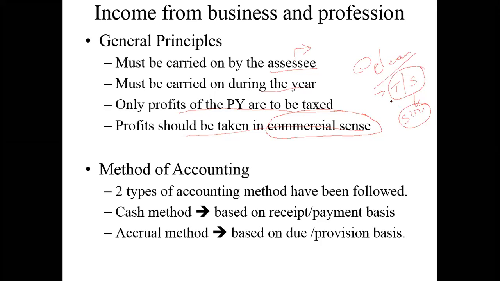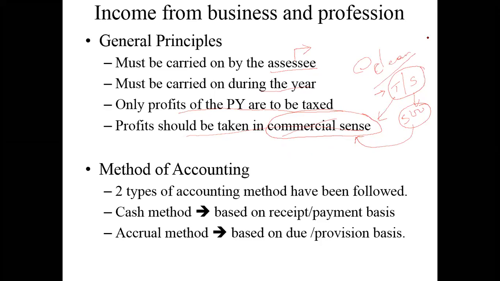This is not permitted in income from business and profession. When we say it has to be in commercial terms, it has to be 500 rupees. That is where it makes sense that you have earned that particular income. If you just give a trouser and a shirt, that is not what we call commercial terms, or commercial sense.